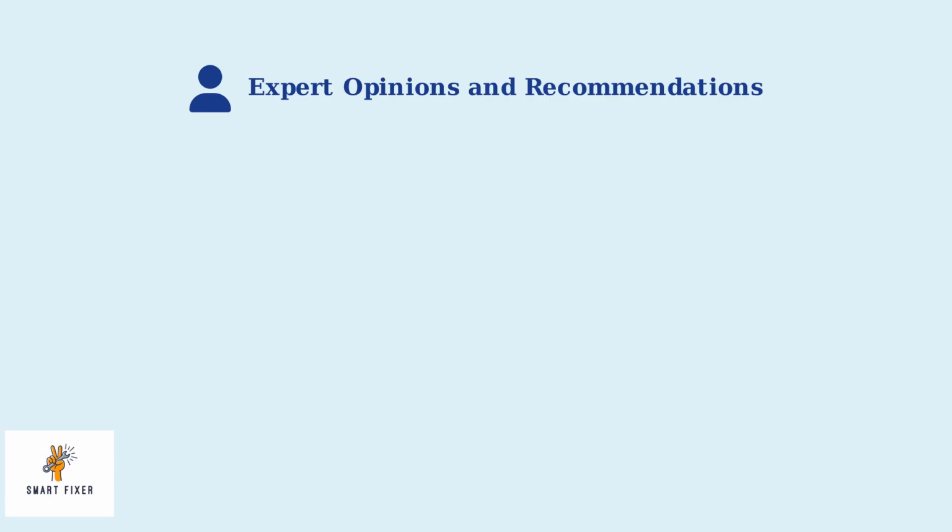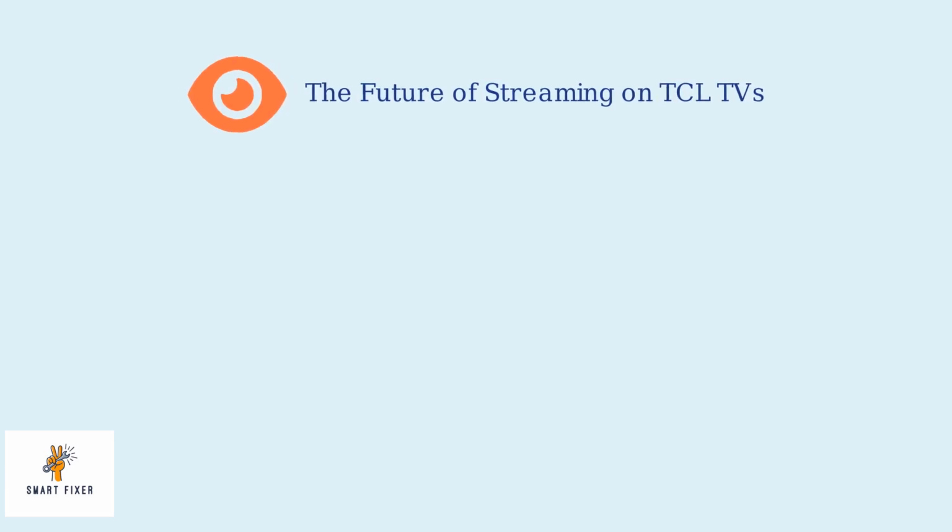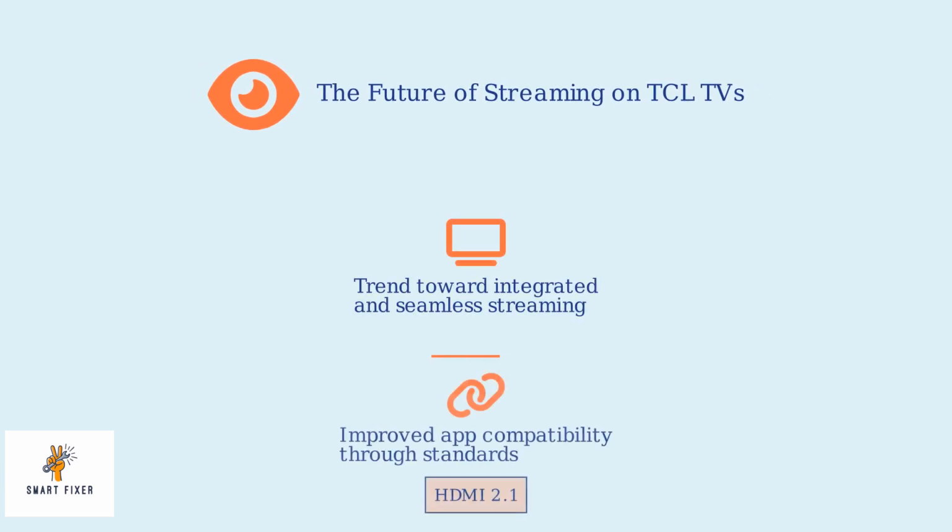Key recommendations include regularly updating your TV's software, choosing models with adequate RAM, and educating users on proper app management to minimize streaming problems. The future of streaming on TCL TVs points toward more integrated and seamless experiences. Trends show improved app compatibility through cross-platform standards like HDMI 2.1 and the integration of AI diagnostics directly in televisions. While challenges like subscription bundling and privacy concerns will persist, the outlook is positive with services like Peacock becoming more accessible and user-friendly on TCL and other smart TVs.